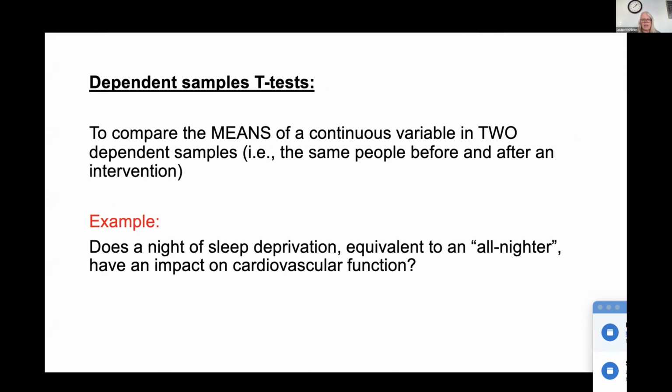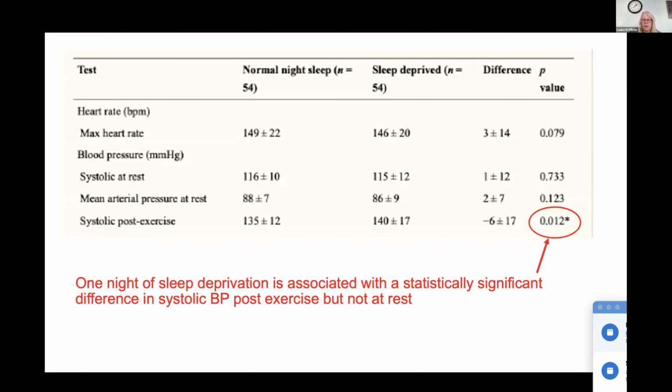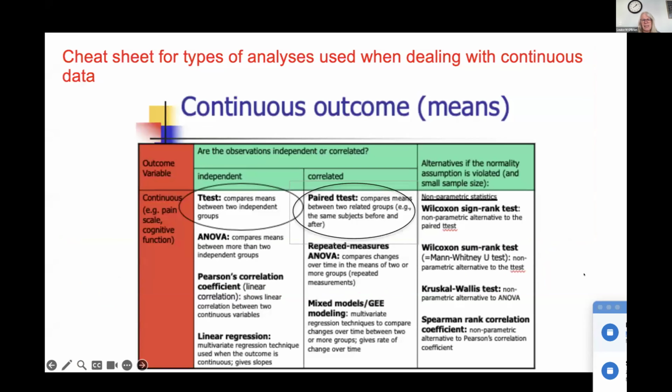An example of this would be, does a night of sleep deprivation have an impact on cardiovascular function, right? So you're looking at the same person, non-sleep deprived and sleep deprived. So that's a dependent samples t-test. Here is just a table to show that. Just in the interest of moving through this quickly, you can see here that for systolic blood pressure, normal night sleep versus sleep deprived, there was a statistically significant difference between those 2 groups, with the sleep deprived having a higher systolic BP post-exercise. Okay, and that did not happen at rest, because you can see the rest one is here, the p-value is here, not significant.